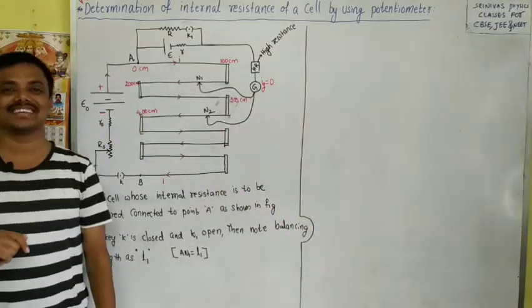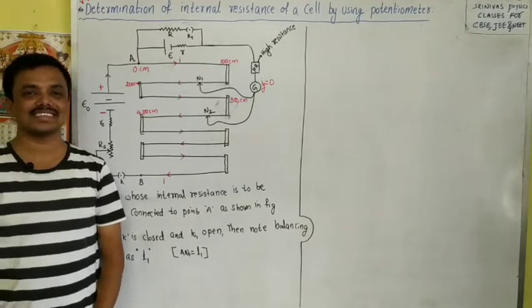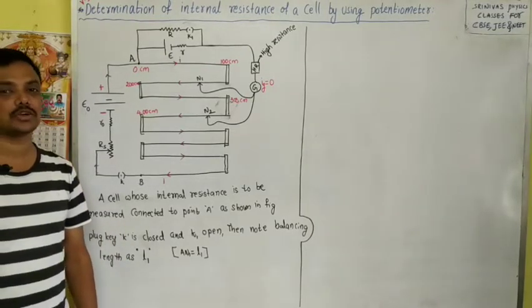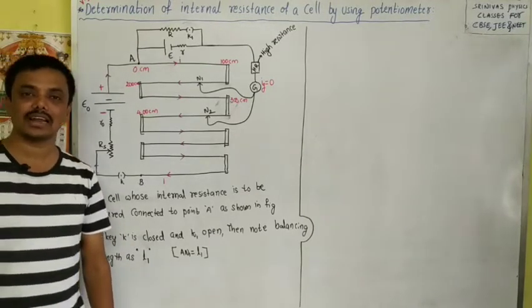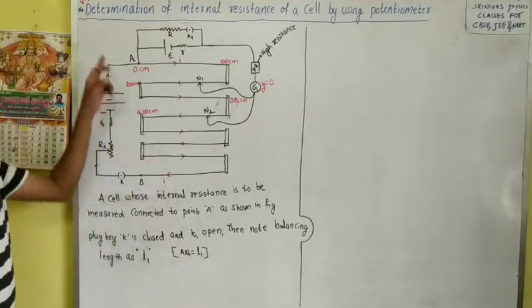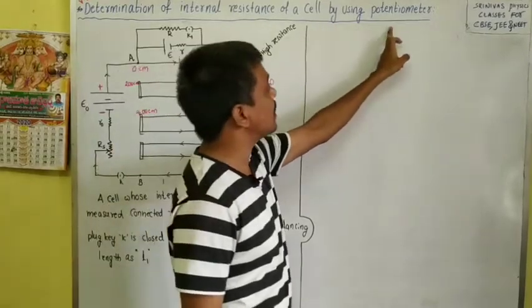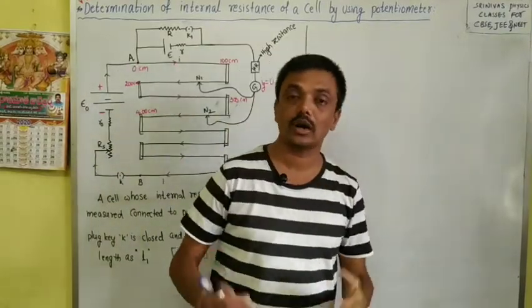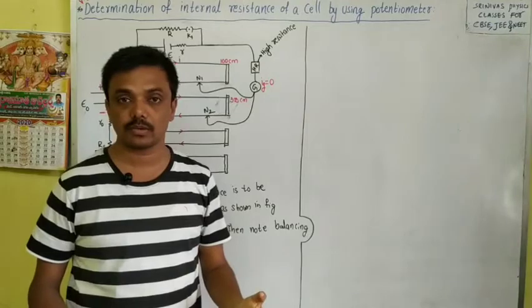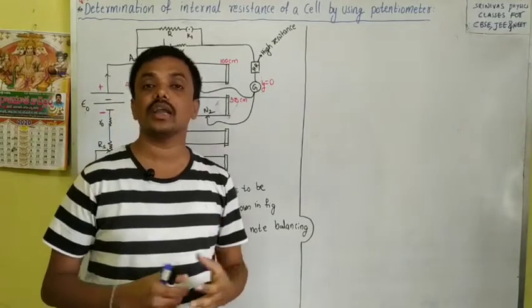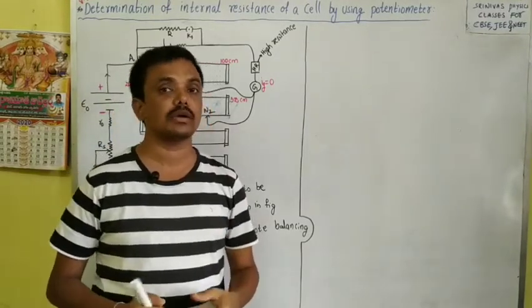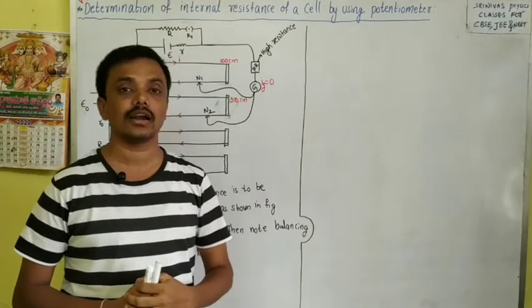Hi to all. Today's topic is a continuation of potentiometer, class 12 current electricity. The topic is the determination of internal resistance of a cell by using a potentiometer. What is a potentiometer? What is its principle? And how we can compare the EMFs of two cells by using a potentiometer, that we already discussed.